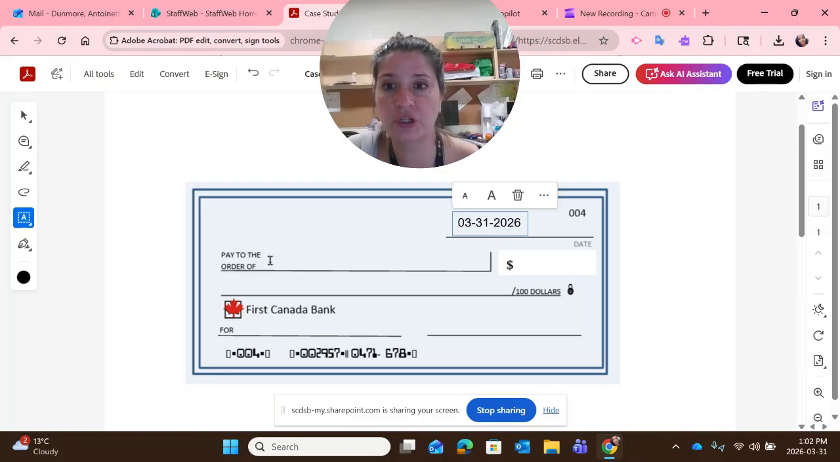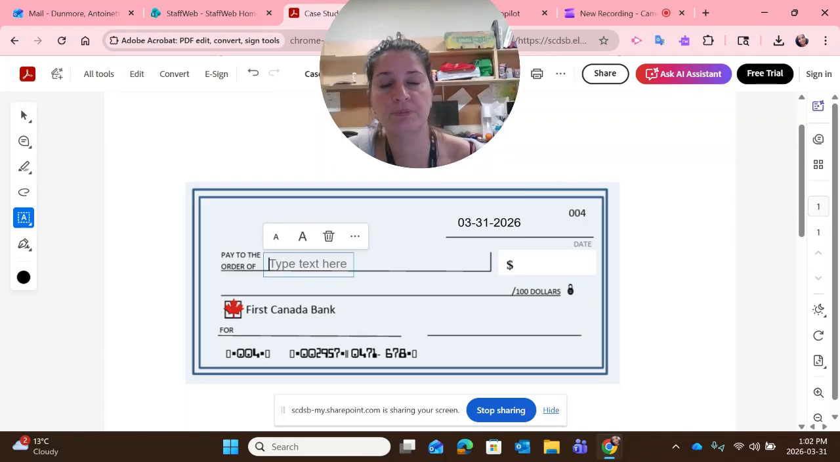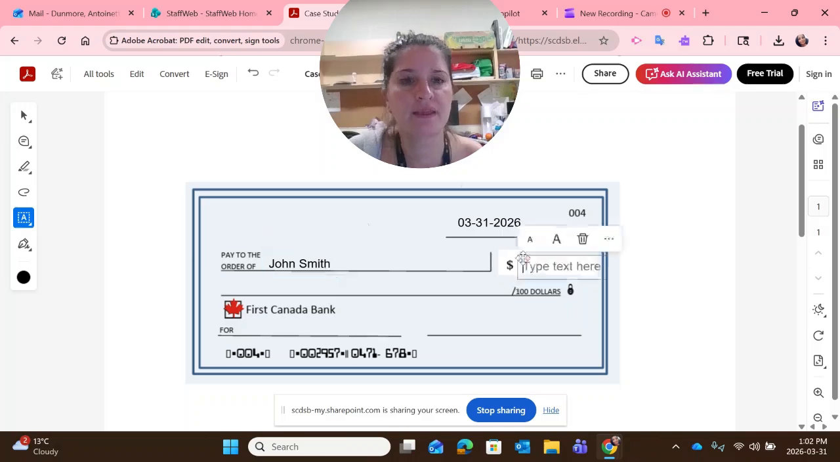All right, now let's have a look at pay to the order. Here's where you would put the name. So you would put to John Smith is the name of the check that you're going to put it to. Make sure you're putting the proper name that is on the person's banking account. You wouldn't put in nicknames, you wouldn't put in maiden names, you'd put in what their checking account and their bank acknowledges them at.